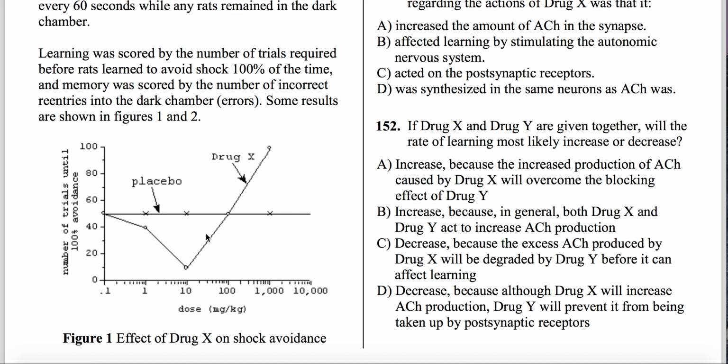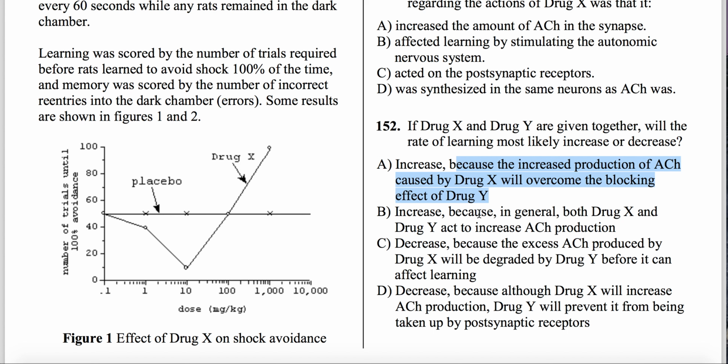Okay, so A, increase because of increased production of acetylcholine caused by drug X will be overcome by the blocking effect of drug Y. Okay, so this is like a two-part thing where there could be one part that's correct, another part that's incorrect, or vice versa. In this case, the rate of learning should decrease, but I think the reason is correct, because the increased production of acetylcholine caused by drug X will be overcome by the blocking drug. Yeah. So the second part is correct, but the first part's wrong. Okay, so we should find one that says decrease and has the same kind of reason as this one.